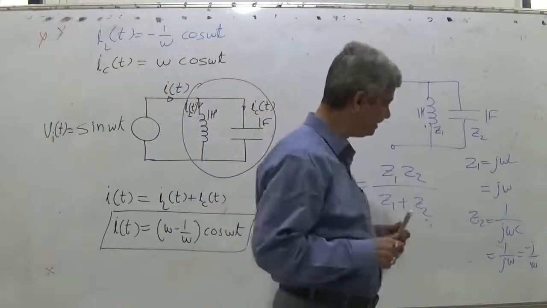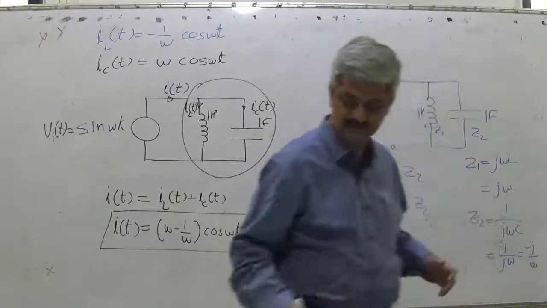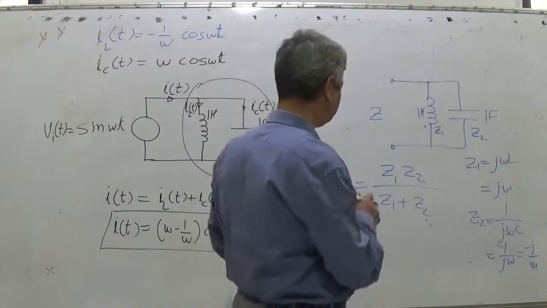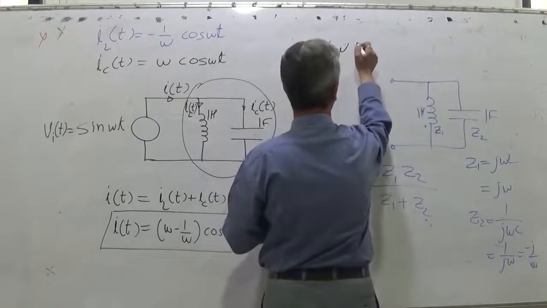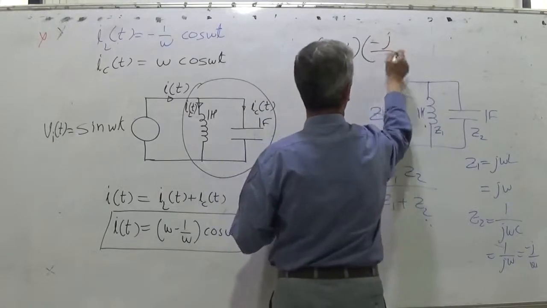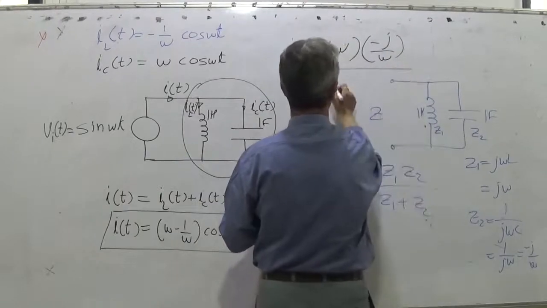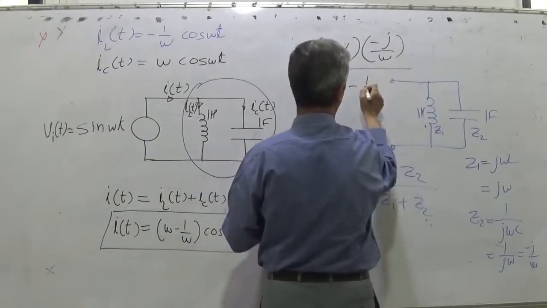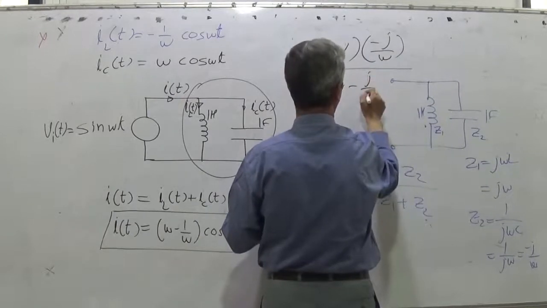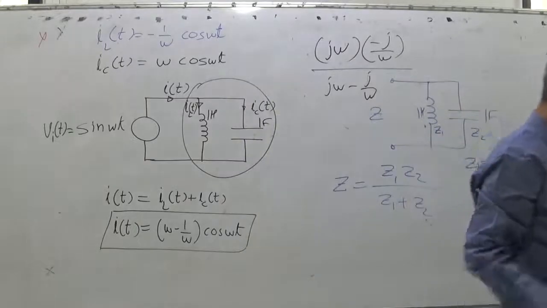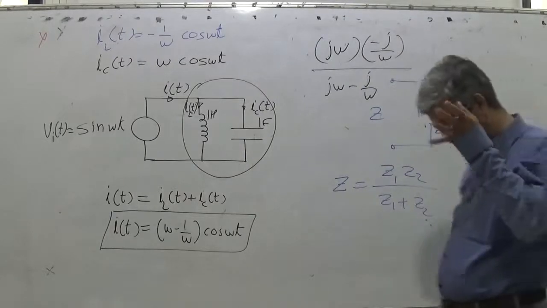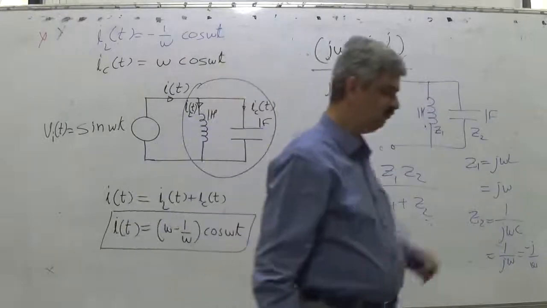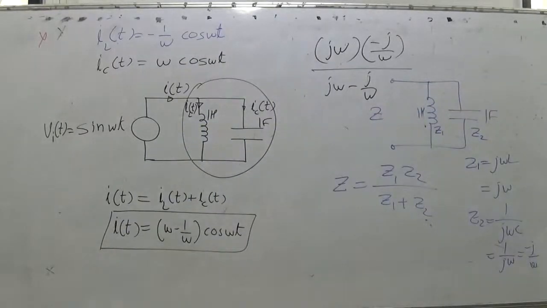So in this case now we can go for Z1 is j omega, Z2 is minus j upon omega, so j omega times minus j upon omega, upon j omega plus Z2, minus j upon omega. Those who want to continue on their own should press pause and then continue. We are otherwise taking a 2-minute break, so you can watch after the break. Thank you.